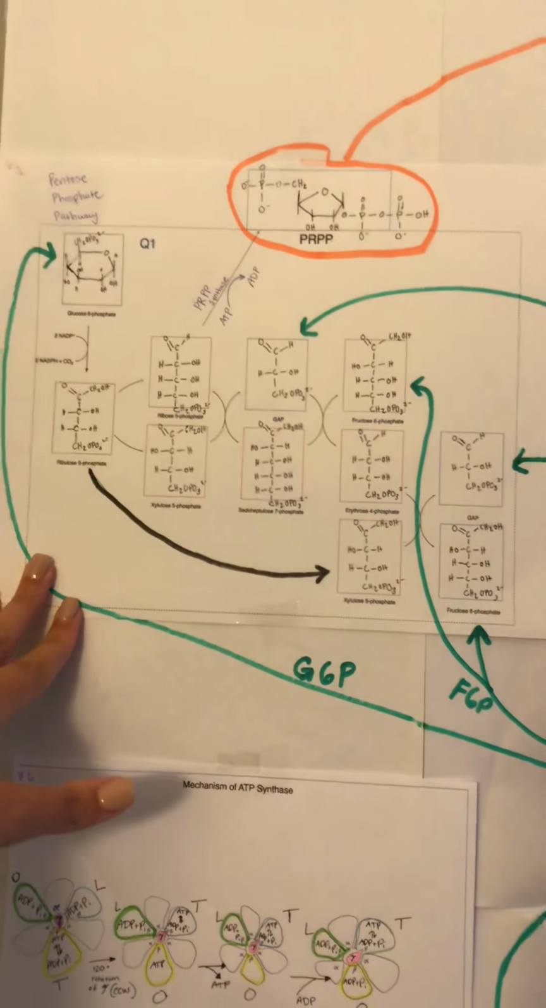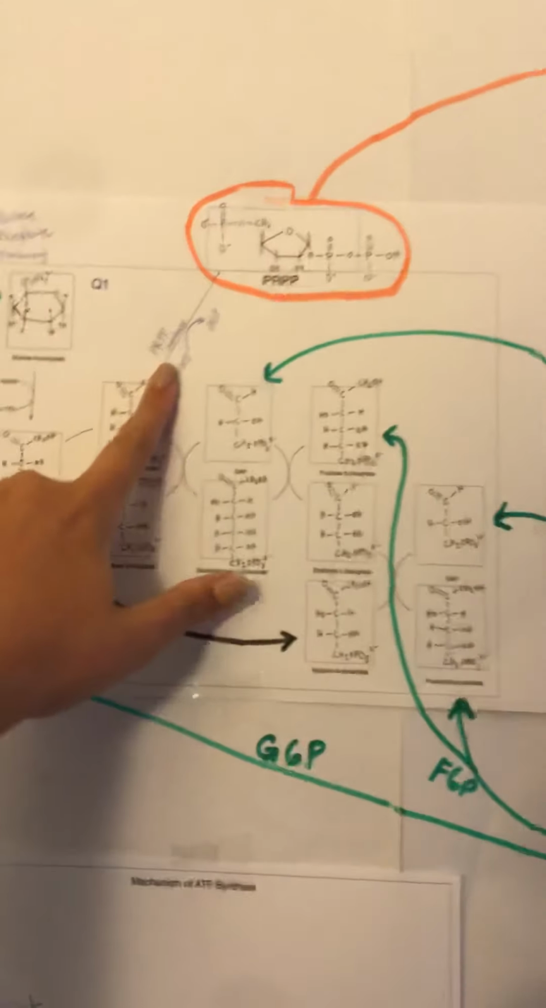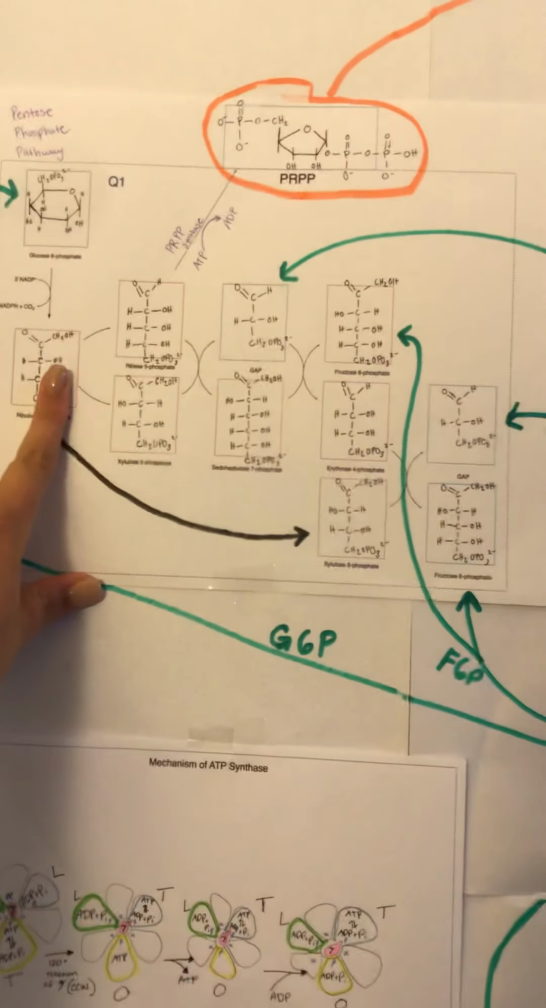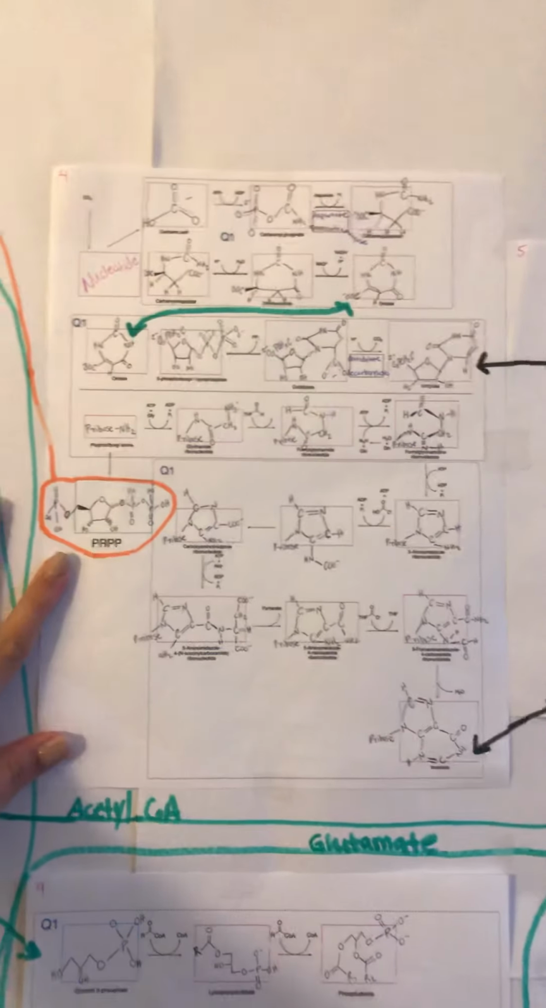So going back over here, this process, like I said, is our pentose phosphate pathway. This is producing our PRPP. We also have another ATP here, which I have forgotten to circle. You've got your NADHs. So from here, we've got our PRPP. This will jump us all the way over to our nucleotide synthesis.